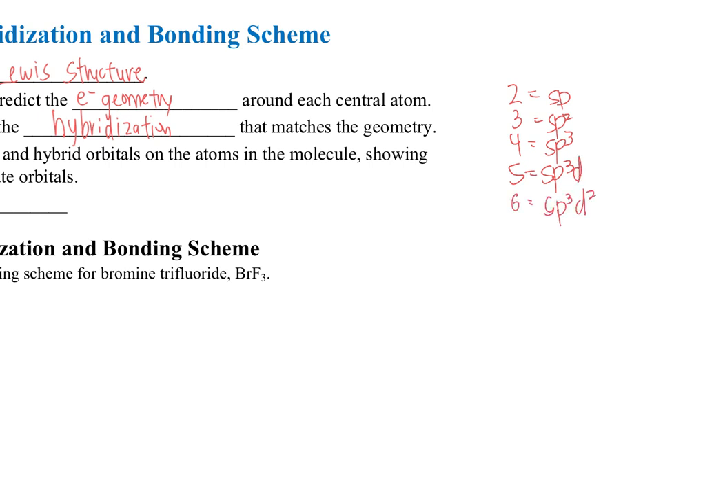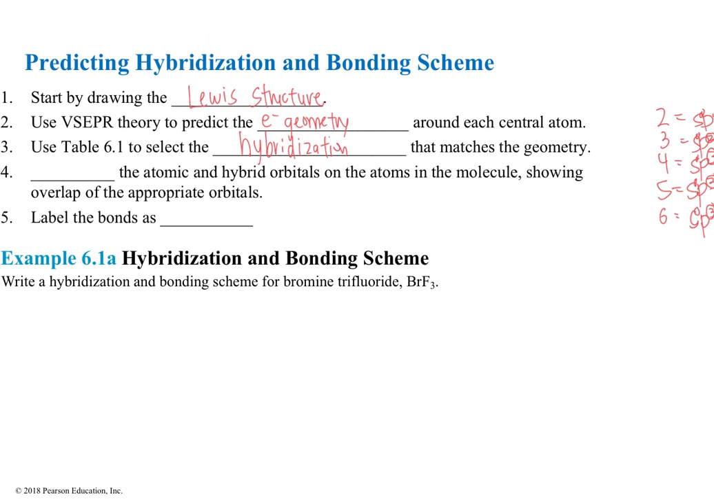SP3D2. And again, we can add up the superscripts, and they should add up to the domain. So 1 and 1 is 2. 1 and 2 is 3. 1 and 3 is 4. 1, 3, and 1 is 5. 1, 3, and 2 is 6.